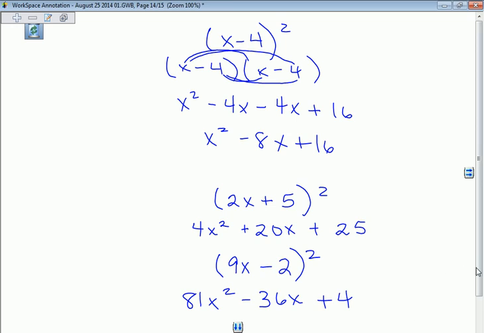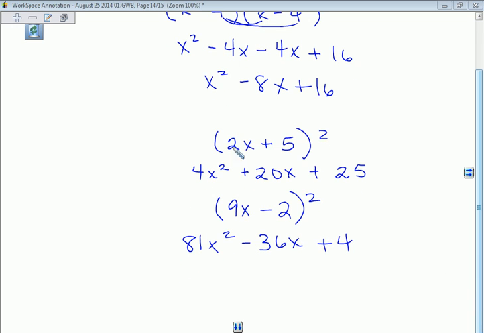Let's go back real quick. Is this the square of the first term? The product of these two is 10x. Is that 10x double? Yeah. And this last one is the square of the last. Square of the first. The product of this is negative 18x. Is that negative 18x double? Yes. And you square the last one. Okay? You're going to do this one with no work.